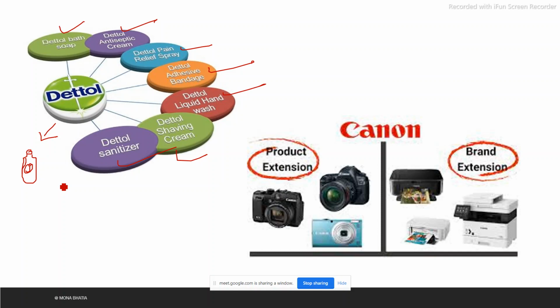One more, Canon. Sometime it could be a product extension, sometime it could be a brand extension. In the product itself, there are different types of cameras. That is called product extension. Sometime it is brand extension. For example, here you have different styles, this is your photocopier, this is a scanner, this is a fax machine. So these are different, these are brand extensions and these are product extensions. In product, the product is one thing, this is one but different types. These are different things. This is a photocopier, this is a scanner, this is a fax machine. So this is how it has come.